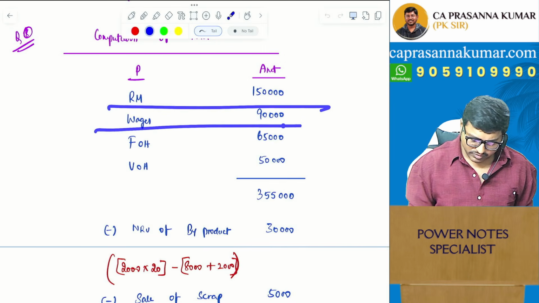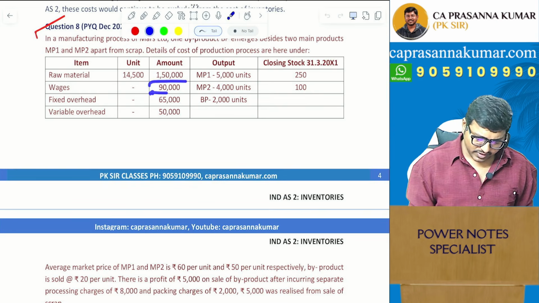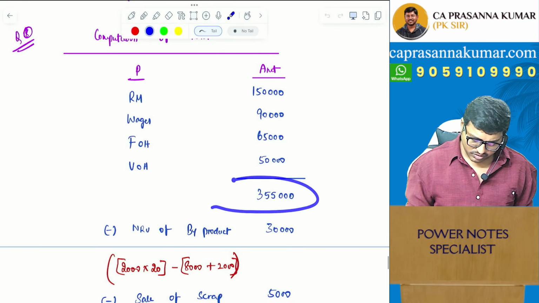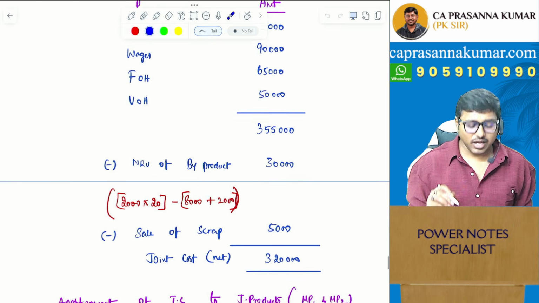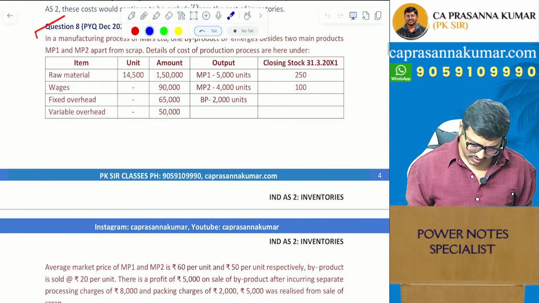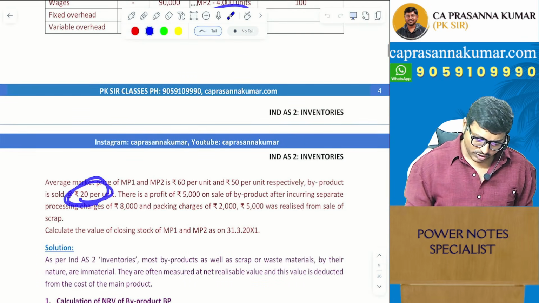Look at the solution over here. Raw material plus wages plus fixed overhead plus variable overhead, copied from the question: 1 lakh 50, 90, 65, 50. You add all those things and get your total cost. From this, we need to reduce the NRV of the byproduct. What is the NRV of the byproduct? It is there in the question. It can be sold for 20 per unit. How many units are there? 2000 units. 2000 into 20.